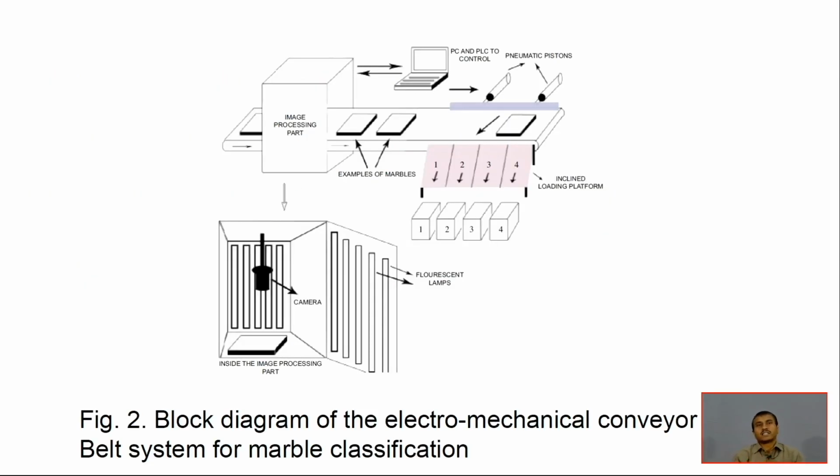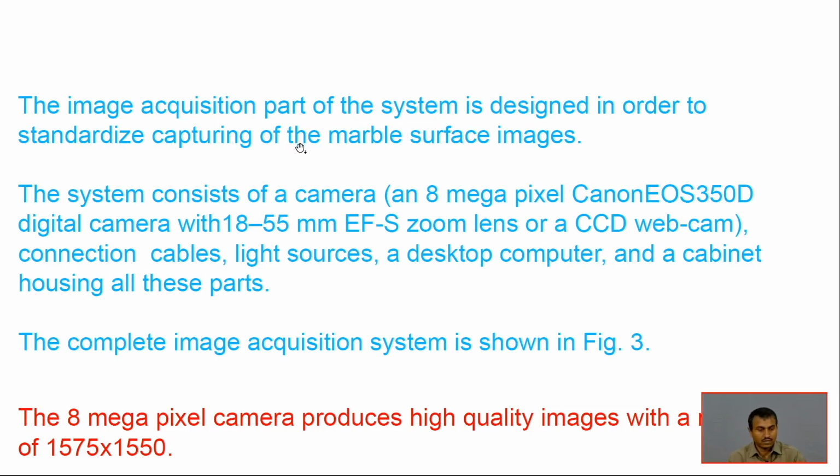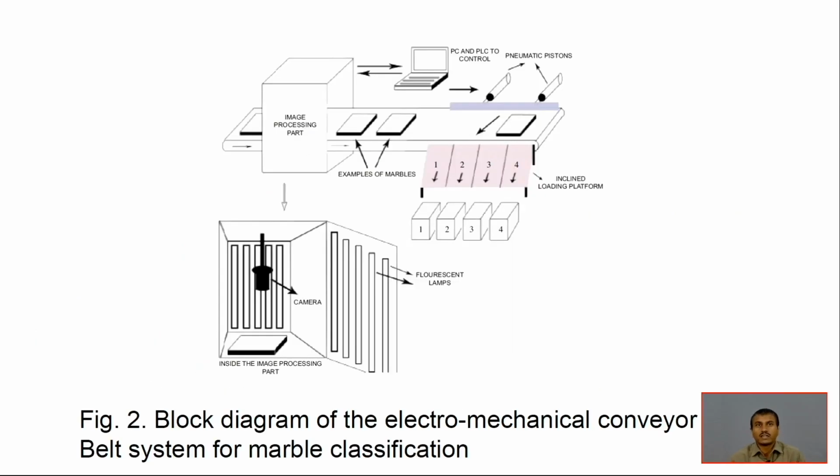This is the setup that we are going to discuss today. This is basically the image processing part. Here the camera is set. The inside of the camera is shown in the bottom figure. The camera is put on top so that it can acquire the image perpendicularly over the marble, and you see the box that has been set up as an image acquisition setup.